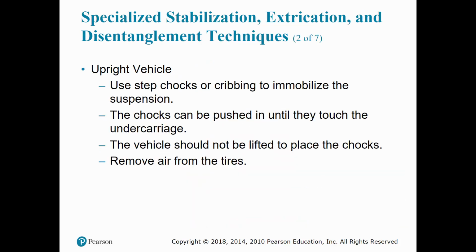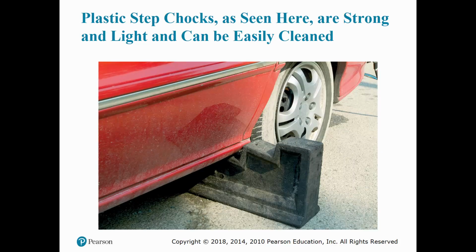With an upright vehicle, we want to try to use step chocks or some type of cribbing to immobilize the suspension so that way we don't have to worry about it bouncing. Usually with chocks, they'll be pushed in until they completely touch the undercarriage. If step chocks are unavailable, a box crib with wedges can also function in much of the same manner. Either procedure can prevent the vehicle from rocking. The vehicle also should not be lifted to place these chocks. They'll just simply slide into place. Once you get them in, you can then remove air from your tires.